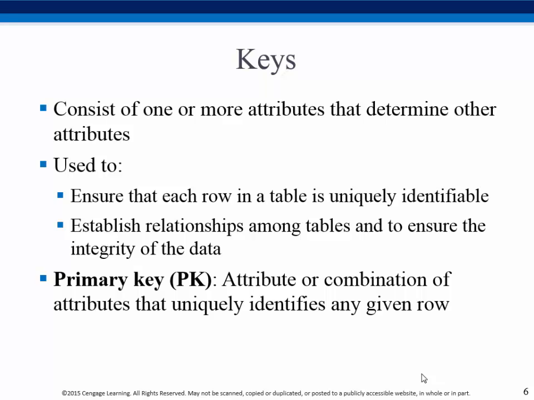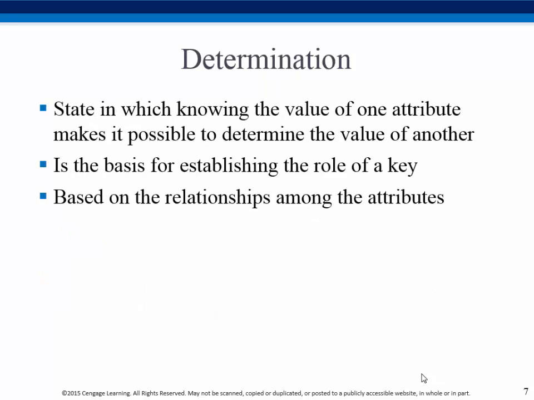I want to stress these points. Keys are important. A key consists of one or more attributes that determine other attributes. For example, an invoice number identifies all the invoice attributes such as the invoice date and the customer name. One type of key is the primary key, and again, it's the attribute or combination of attributes that uniquely identifies a given tuple, row, record. Okay? The role of a key is based on the concept of determination. Determination is the state in which knowing the value of one attribute makes it possible to determine the value of another.